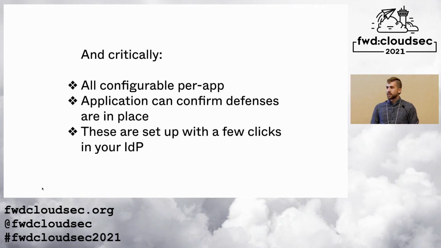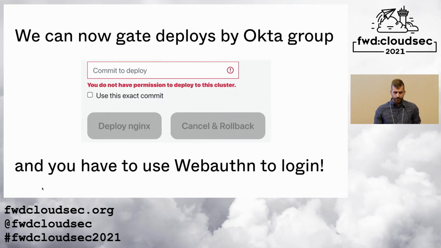Critically, all of this is configurable per application. So depending on the internal web app that you're protecting, you can select the set of authentication controls based on what you need. Maybe you want some of your apps to be accessible by users' mobile devices and don't want to have a strict device trust, for instance. The application can confirm these defenses are in place because they can do things like verify those JWTs and make sure that security has been maintained through the whole chain. And these things are set up with a few clicks inside your identity provider. There's no custom code required to create these controls.